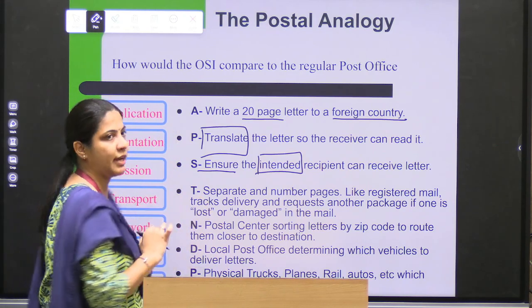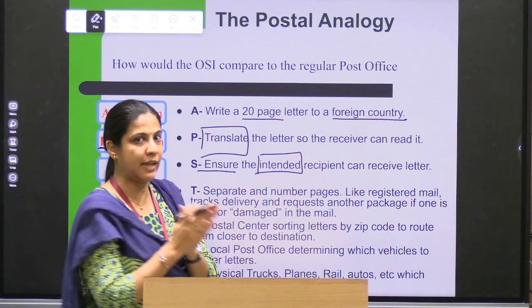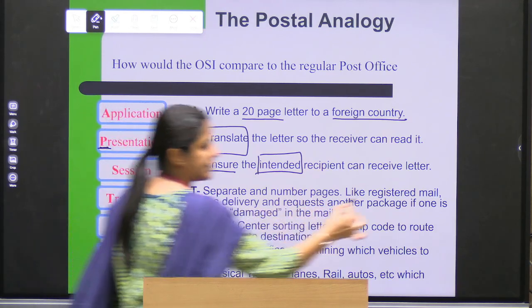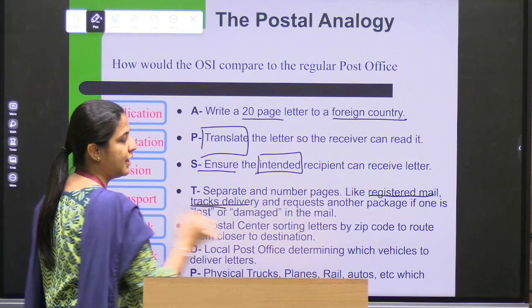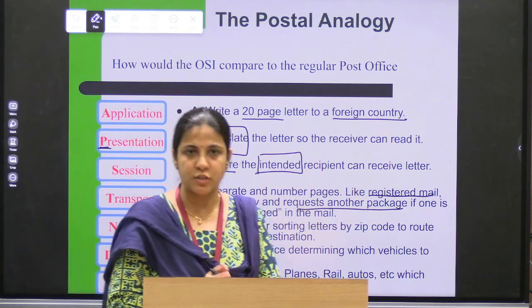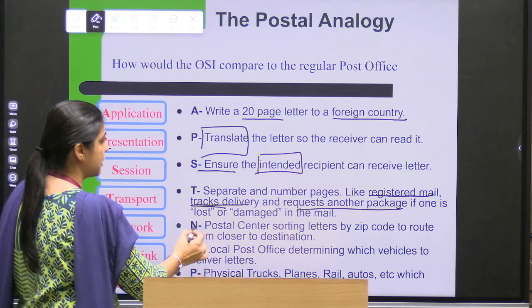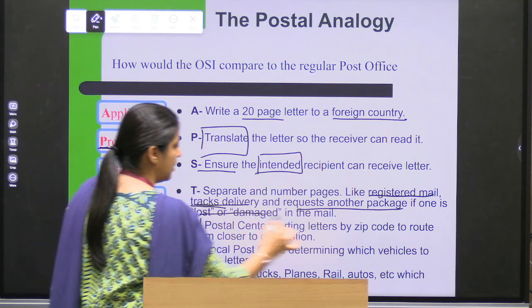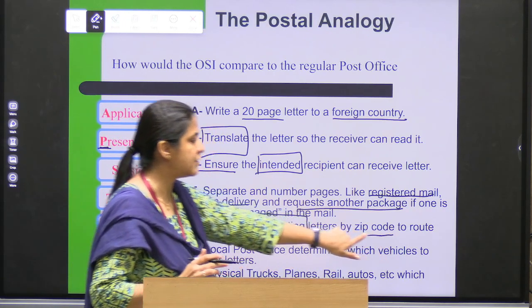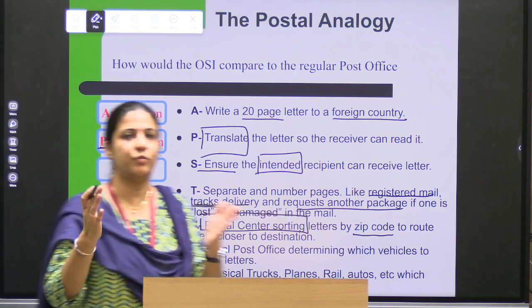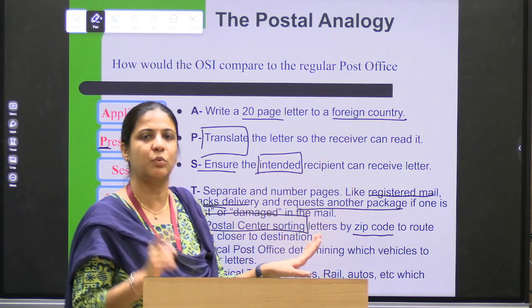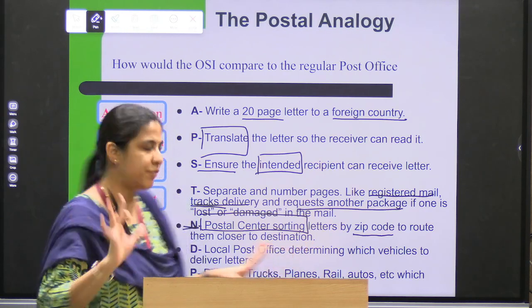Then the transport layer, it will help in segmenting. That is, it will separate the number of pages, like the registered tracking of registered mail, what will be the track of delivery, and it will request another package if any of them is lost or damaged. Then comes the network layer. This is known as postal center sorting. It will sort the letters according to the zip code to route them to further destinations. As we saw, the task of the network layer is to route the packets to different nodes.